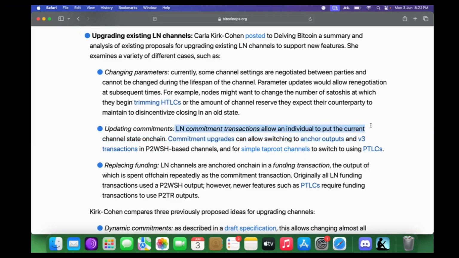Lightning commitment transactions allow an individual to put the current channel state on chain. Commitment upgrades can allow switching to anchor outputs and V3 transactions in P2WSH based channels, and for simple taproot channels to switch to using PTLCs. We've all talked about anchor outputs at length in preceding sessions, and by now, I'm sure most people who've regularly attended know what anchor outputs are and what V3 transactions are. So just briefly, anchor outputs are basically zero value outputs that pay to an obtuse script that you use only to bump the fee.